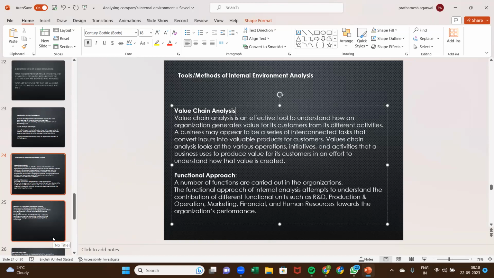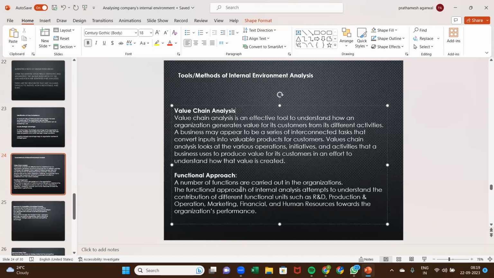So at every assembly line, or at every functional head, we are adding value to the product. Value chain analysis looks at the various operations, initiatives, and activities that the business uses to produce value for its customers. All right. This will also help us in analyzing the internal activities and providing value to the product at every stage.